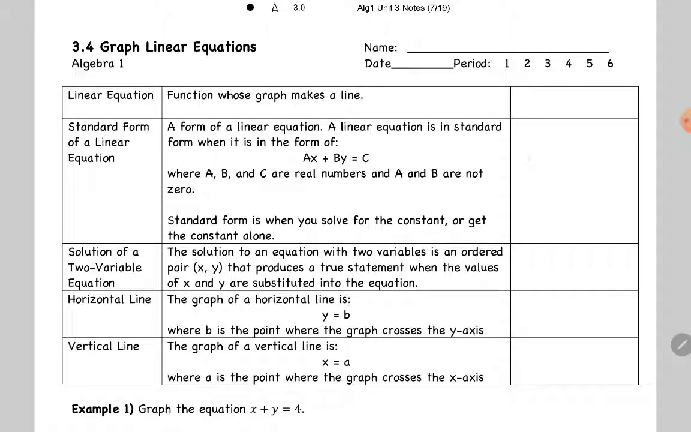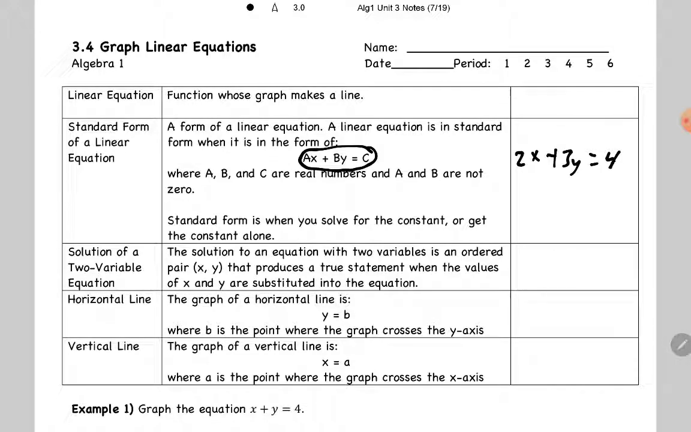A standard form of a linear equation looks like this: ax plus by equals c, 2x plus 3y equals 4. That would be an example. You always want to arrange it so it's something times x plus something times y, just alphabetical order.